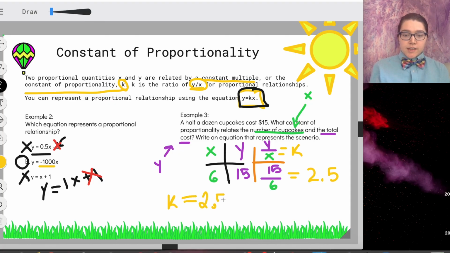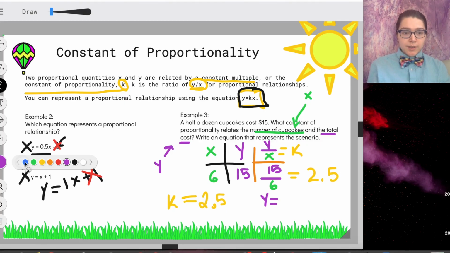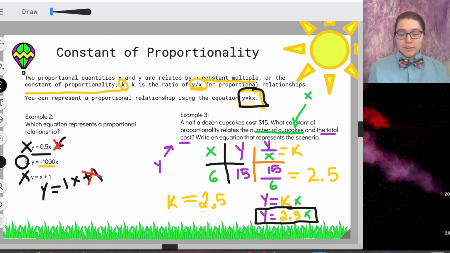2.5. All right, and now we just need to write an equation. So the general form of an equation is going to be y is equal to my constant of proportionality k times x. And for this, we keep the y, we keep the variable. y is equal to 2.5 times x. That our constant of proportionality k is 2.5.